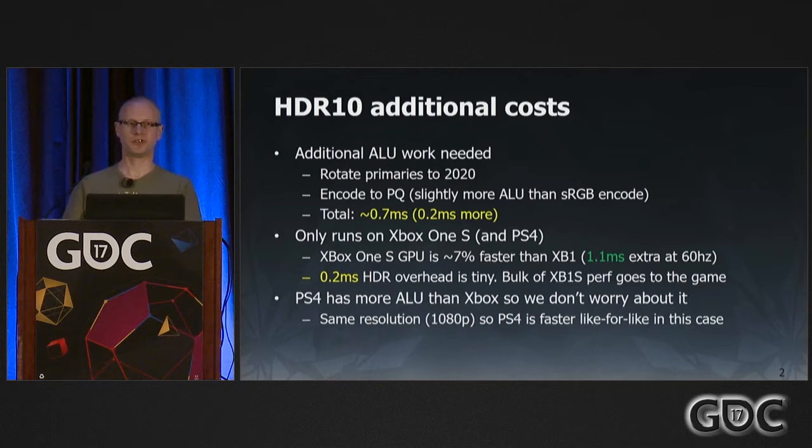However, this path only runs on the Xbox One S, and indeed the PS4. And the Xbox One S has a faster GPU to the tune of about 7%, or about 1.1 milliseconds at 60 hertz. So this 0.2 milliseconds overhead is a drop in the ocean here, and that means that the bulk of the Xbox One S performance actually goes straight back to the game. For games with dynamic resolution, that means you get high resolution, and HDR doesn't really make an impact, and that's great. And I've not focused on PS4 here because both PS4 and Xbox run at the same resolutions, 1080p. And this is a scan-out shader, which runs at 1080p. So for the same resolution, the PS4 has more ALU, so we haven't worried about it.